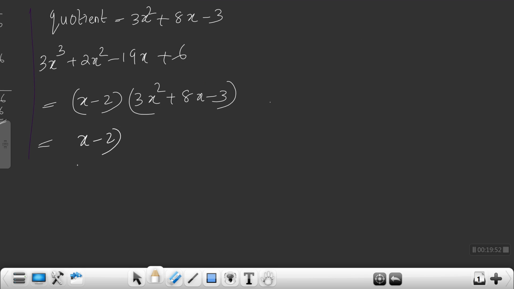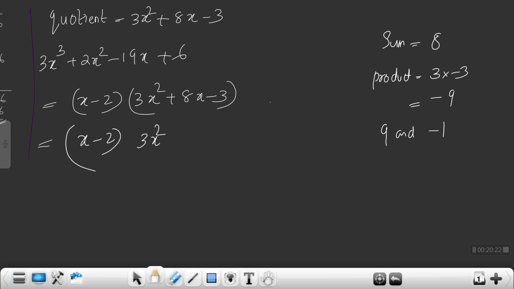Is equal to x minus 2 into 3x square plus 8x minus 3. Here also we want to find two numbers such that their sum is positive 8 and the product is 3 into negative 3, which is equal to negative 9. Sum is 8 and product is negative 9. Clearly, 9 and minus 1 are the numbers. So, we split 8x as positive 9x minus x, then minus 3.